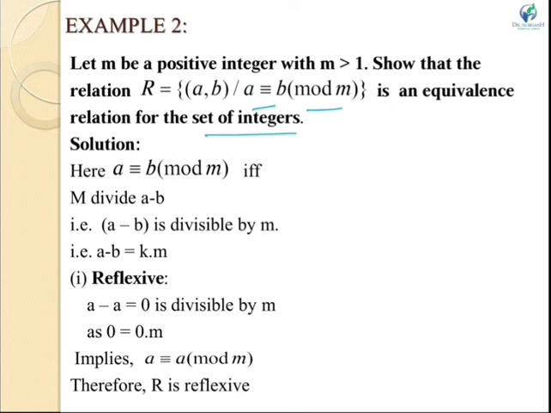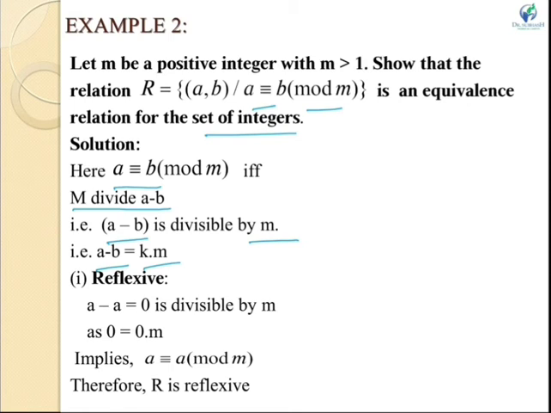That is, the congruence relation must satisfy all the three properties: reflexivity, symmetry and transitivity. Now here we are given a congruent to b. If we are saying that a is congruent to b, this is possible only if m divides a minus b. That is, a minus b is divisible by m. That is, you can say that a minus b can be written as k into m.